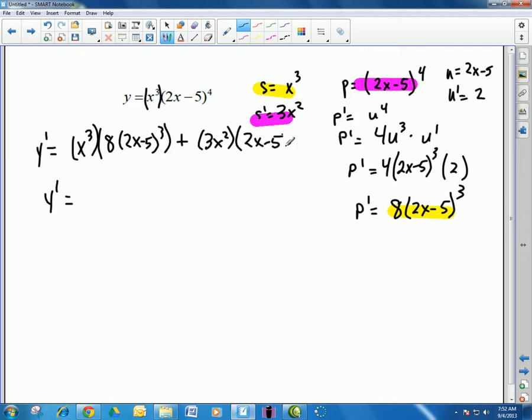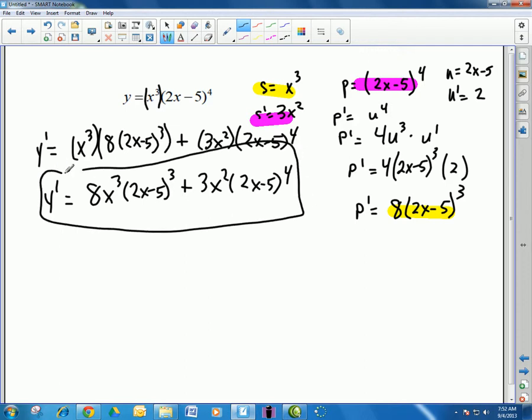this looks a lot better. Then we can simplify this as 8x to the third times the quantity of 2x. I know it seems like a lot of writing, folks, but the more that you write, the better off you are, trust me. The less likely it is that there's going to be any errors. So then this is just 3x squared times the quantity of 2x minus 5 to the fourth. And then that right here would be our final answer.